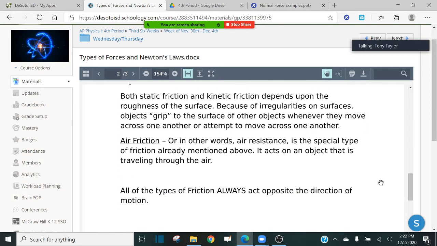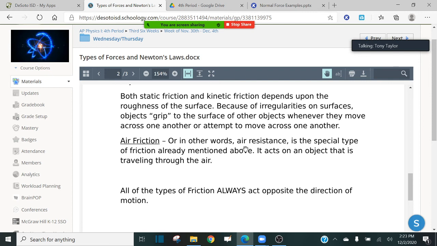Now, we've already talked about air friction here. Air friction is just another word for air resistance. And guys, remember what I said before, air resistance is a special type of friction. And the reason why we say it's a special type of friction is because, remember, friction is a force that resists an object's direction of motion.